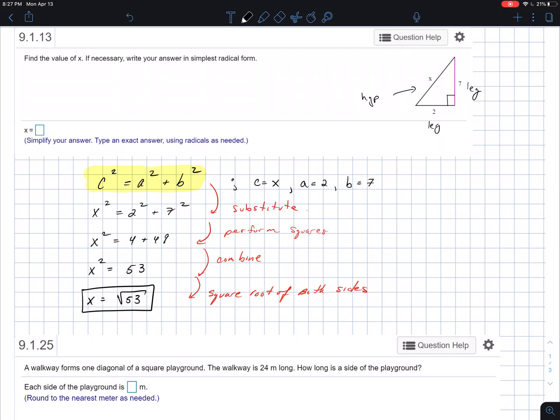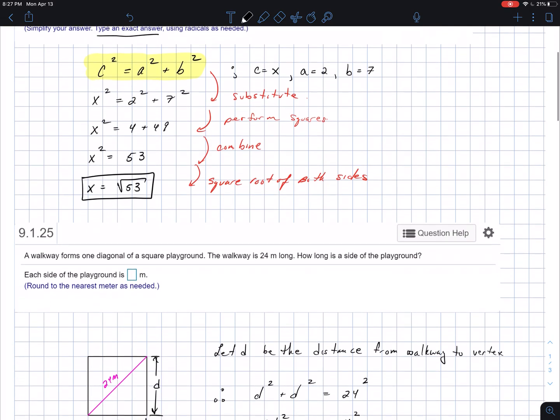A is 2, B is 7. I substituted. I then did the squares. I combined, and I took the square root. And we can't simplify the square root of 53 anymore, as it says. Type an exact answer. So our answer would be the square root of 53.